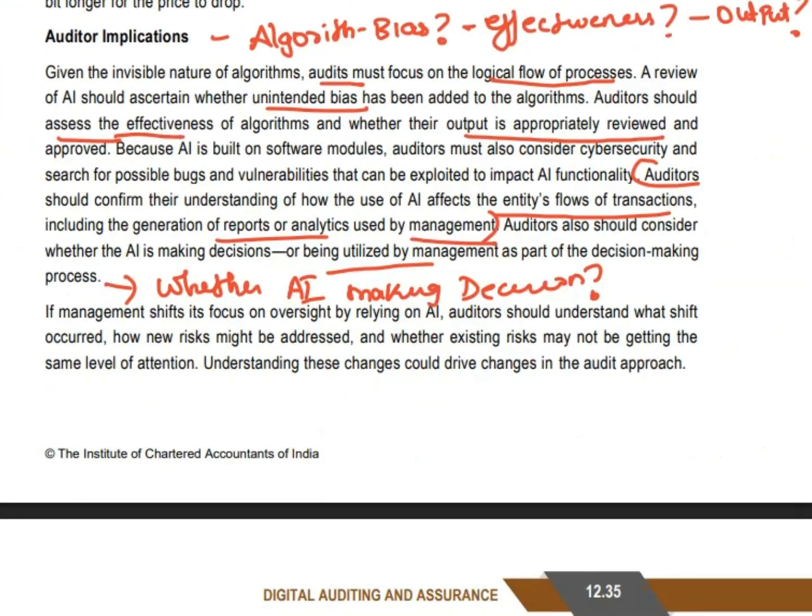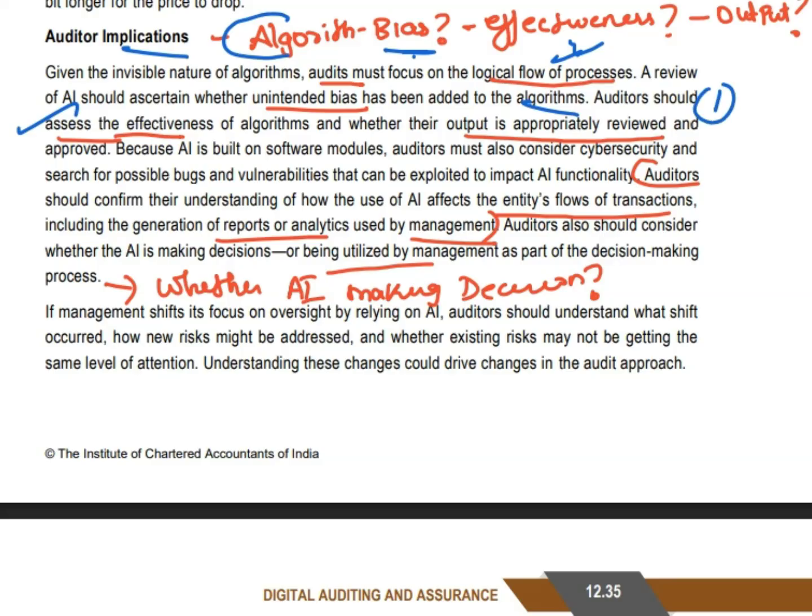Now we'll move on to the auditor's implications. In artificial intelligence, they are using invisible algorithms, so the audit must focus on the logical flow of the process, how the process is working. A review of AI should ascertain whether the algorithms are creating a bias or not. Next, we have to assess the effectiveness of the algorithm, and whether the output is appropriately reviewed or not.